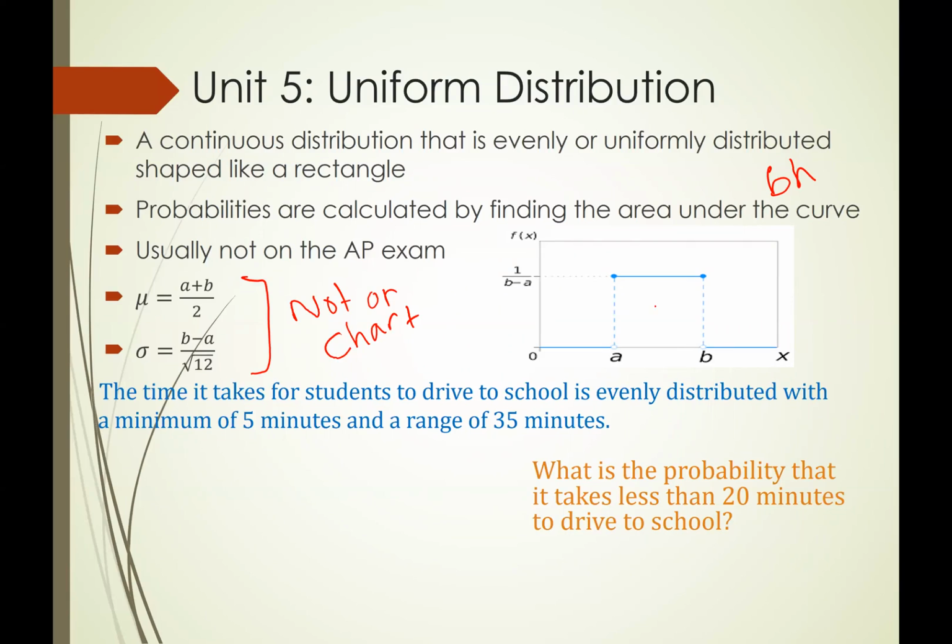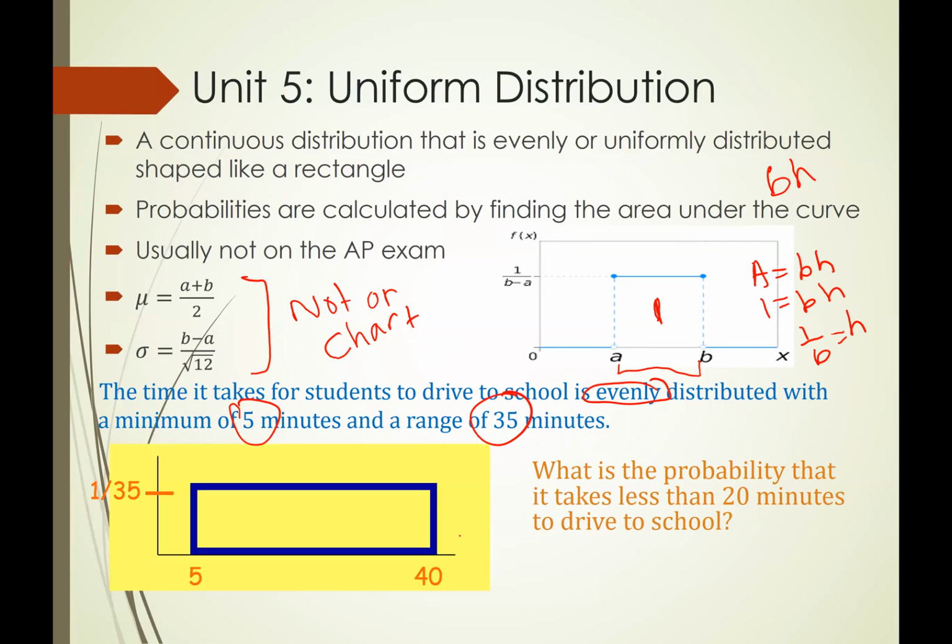And then for your height, remember the area of this rectangle is 1. So if you know the base of the rectangle, area equals base times height, the area is 1, and you know the base, so 1 over the base is going to give you the height. So evenly, that means uniformly distributed with a minimum of 5 and a range of 35. So that means the difference from the minimum to the maximum is 35. So if the min is 5, I must make the max 40. And then to find my height, it's 1 over the base, which I can get by using this process.